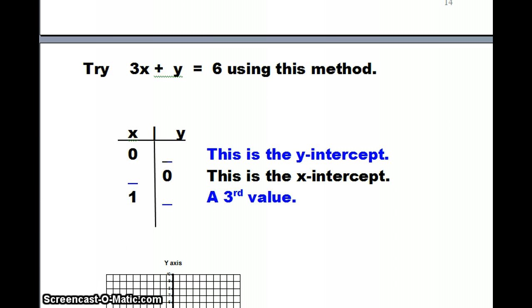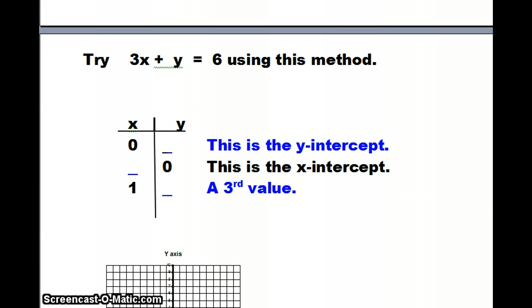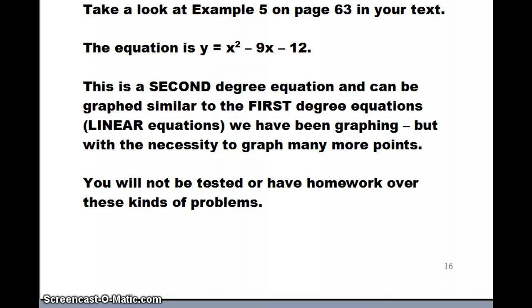Now what I'd like you to do is try this problem using this method: 3x plus y is equal to 6. And I've given you a hint here. You want x to be 0. You want y to be 0 on the second one, and then choose x is equal to 1 for your third point. Go ahead and try that. Pause the video here at this point. Go ahead and try the problem and check your answers.